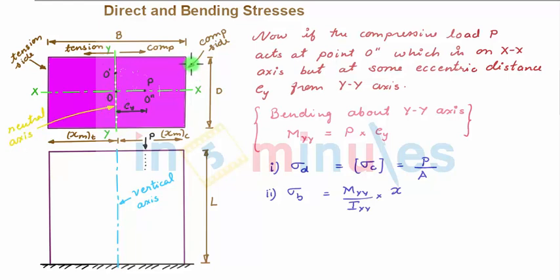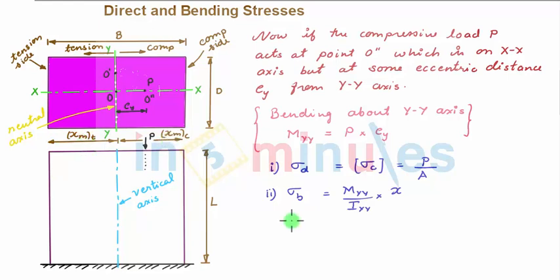So this side will be subjected to compression, whereas this side will be subjected to tension as shown in the figure, and this extreme distance will be your X max of compression and this extreme distance will be your X max of tension. Now due to symmetry of the rectangular cross section, your X max of tension is the same as that of X max of compression.